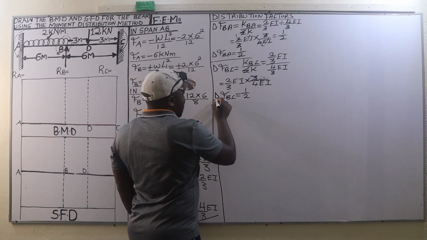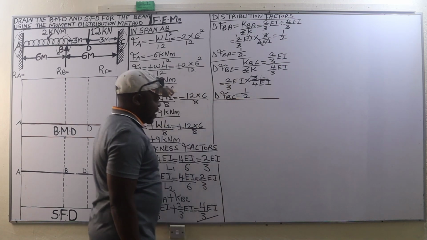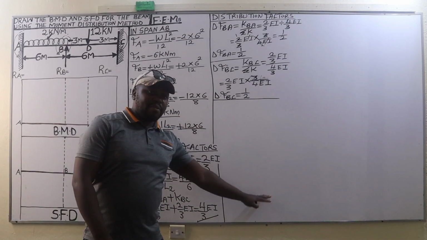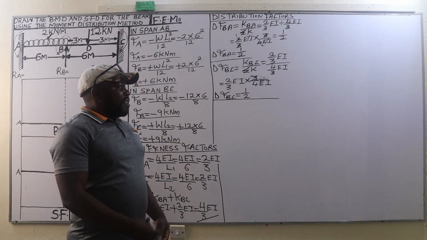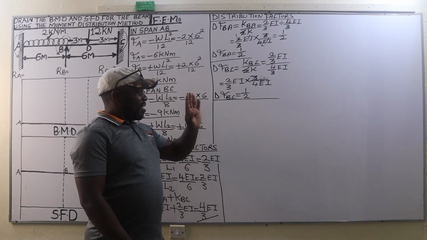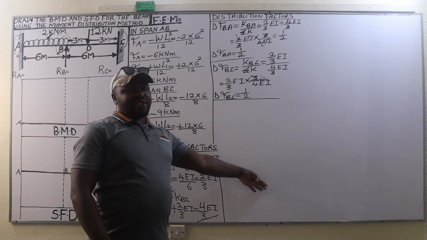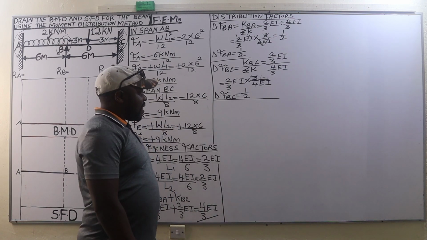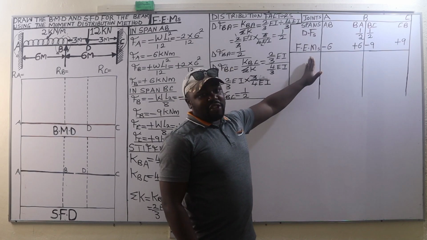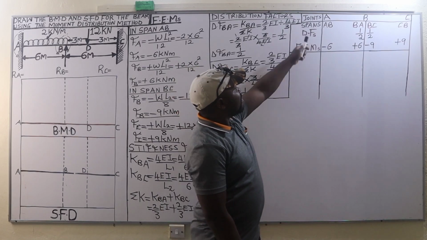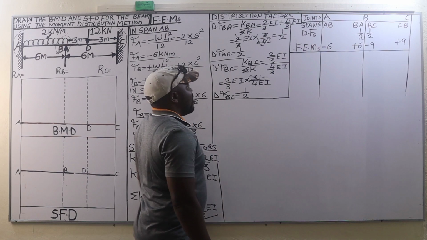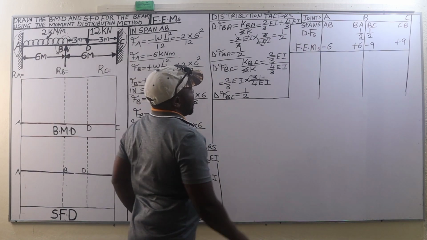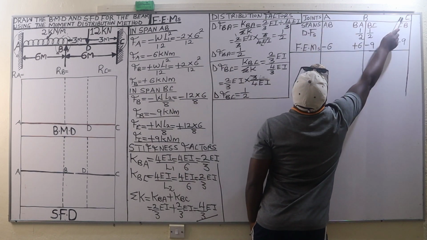So we are done with the calculations of the distribution factors. The next thing we are going to do is draw the distribution table and determine the support moments using the distribution table. So this is how our distribution table is going to look. We are going to have joints, and in this case, on our beam, we have 3 joints, A, B, as well as C.